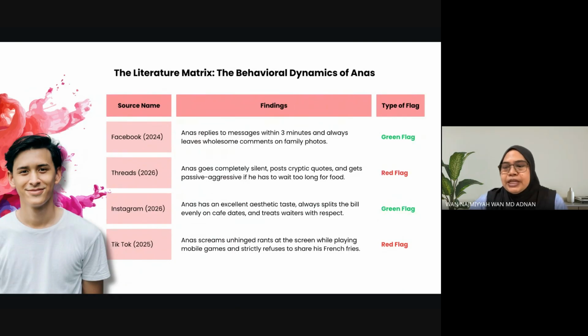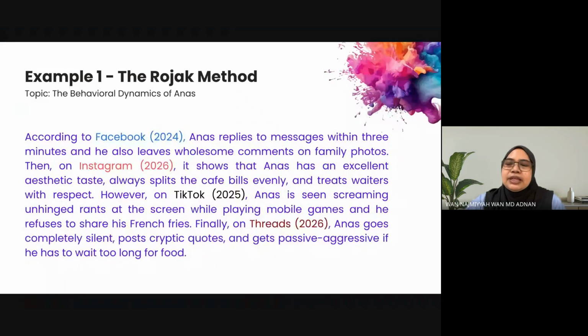Okay, let me show you what we usually see. This is what we usually see from a lot of people. This is what I call the rojak method. It means that you just paste everything. We have something about Facebook. So for example, you can say, oh, according to Facebook, Anas replied to messages within 3 minutes and he also leaves wholesome comments on family photos. Okay, then you talk about Instagram, right? Then on Instagram 2026, it shows that Anas has an excellent aesthetic taste. Always splits the cafe bills evenly and treats waiters with respect.